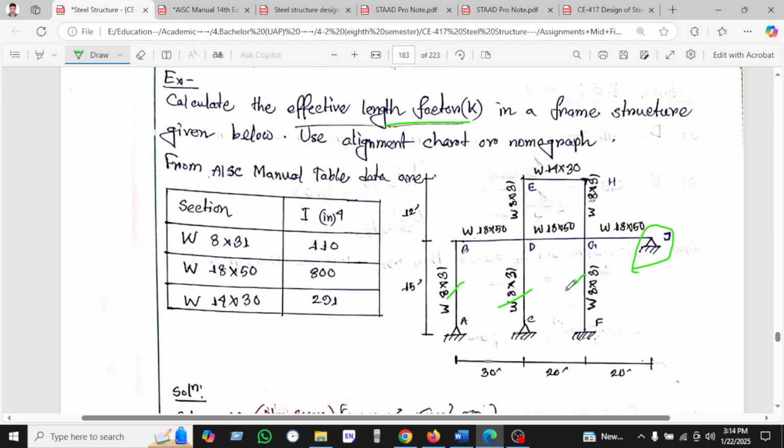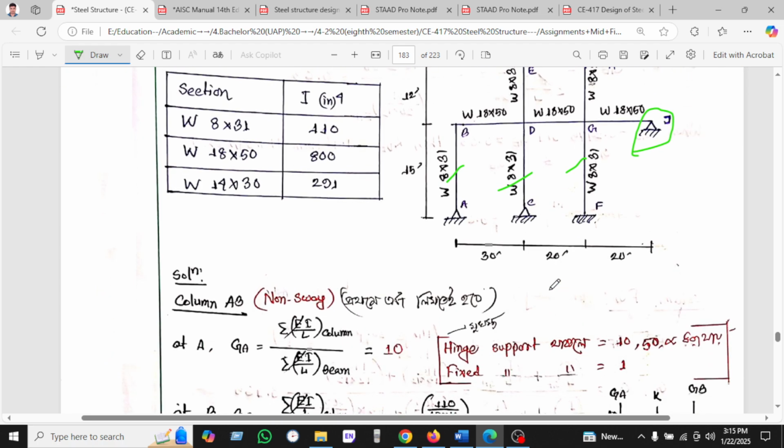three columns will not sway as the frame is braced. So AB, you can see AB. Non-sway must be written here, because we have seen another support is given here. That's why AB is non-sway. Okay, so GA value will be 10. Why 10? The hinge support, as we have seen the hinge support, that's why you will use 10.